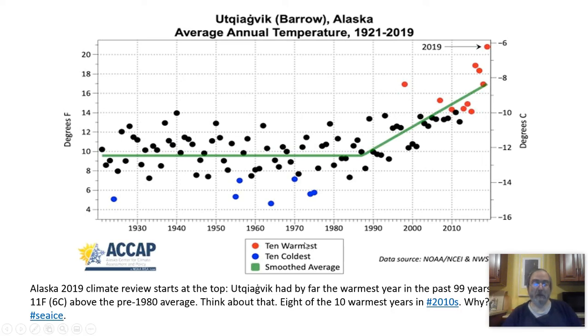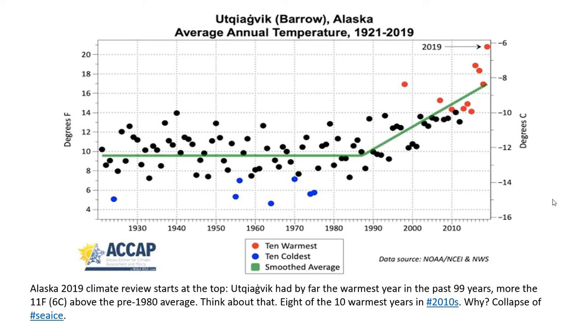So the Alaska 2019 Climate Review starts at the top. Utqiagvik had by far the warmest year in the past 99 years. I'm going to make myself disappear. You guys don't need to look at me. More than 11 degrees Fahrenheit, 6 Celsius, above the pre-1980 average. 8 of the 10 warmest years were in the 2010s. That's this right here. And here's 2019. 2019 is the warmest. Here's the 2010s: 1, 2, 3, 4, 5, 6, 7, 8.